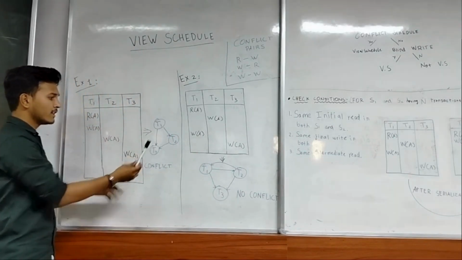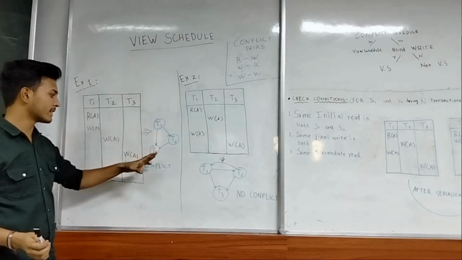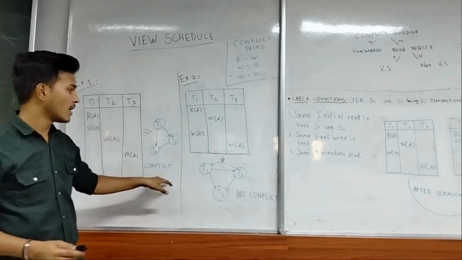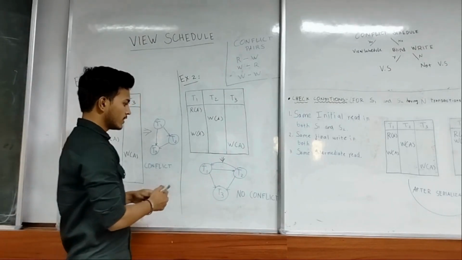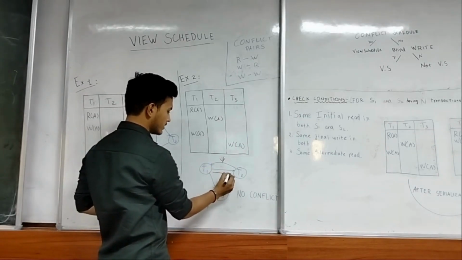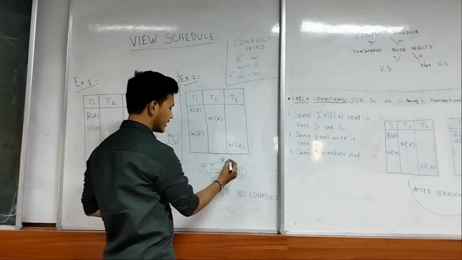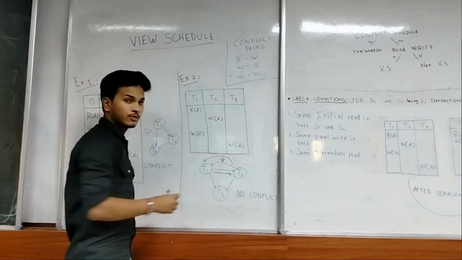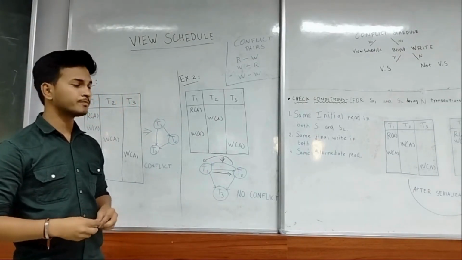So as you can see there is no loop in this precedence graph, so we can conclude that this is a conflict schedule. But here we have a loop. You can see this is the loop. This is T1 to T2 and this is T2 to T1. So this is a loop, so this is not a conflict schedule.